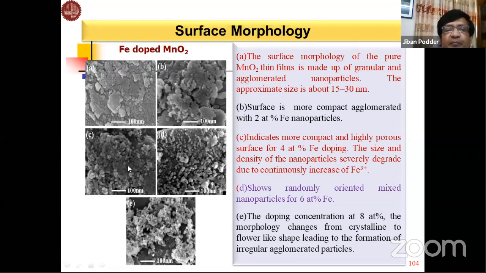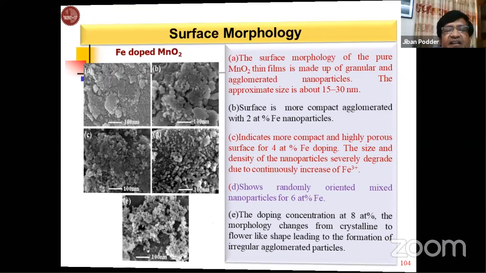The 2% film is relatively agglomerated like the first one. But with the 4% iron doping, the surface is more compact and highly porous, and the density of these nanoparticles severely degrades due to the continuous increase of the iron effect. So the size and density of the nanoparticles started to degrade at 4%, and 6% is also here. Then finally the 8% has a crystallite structure almost like a flower shape, an irregular shape formation.